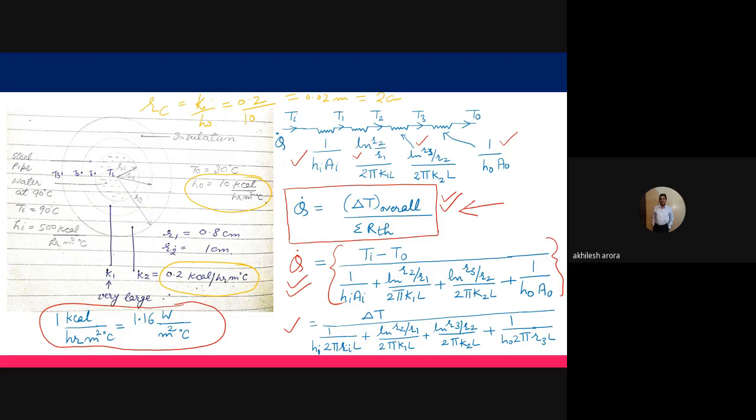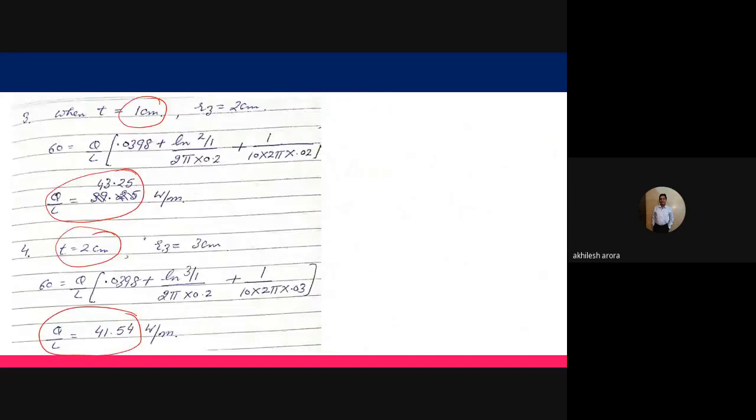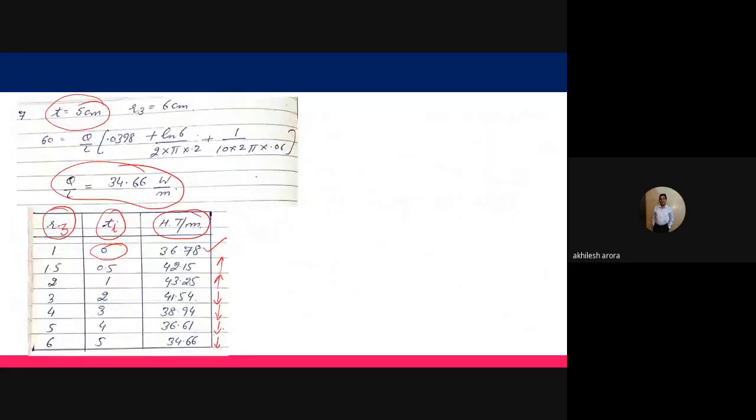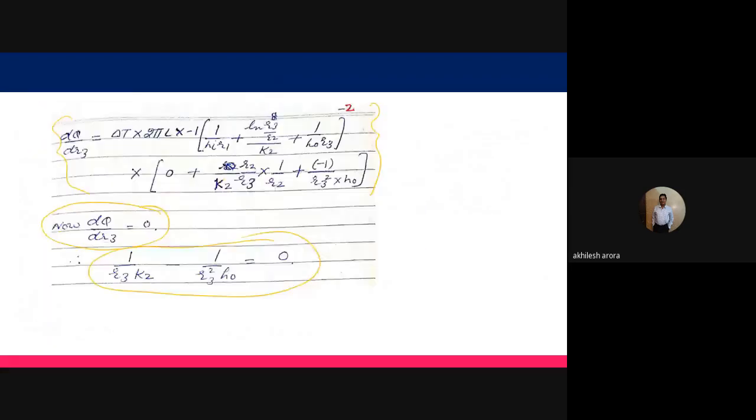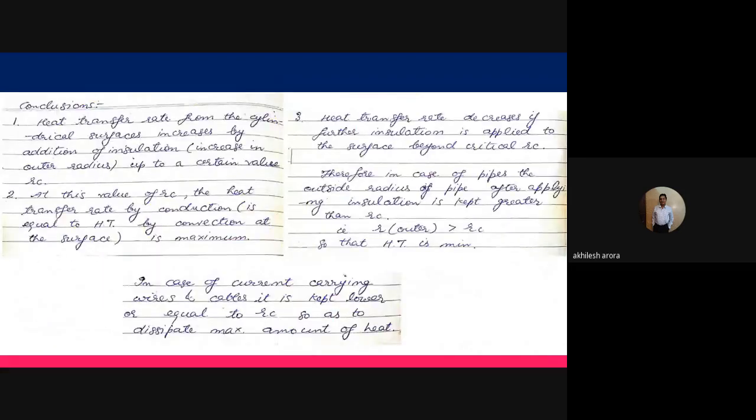So we can see this particular graph here. You can see that at a radius of 2 centimeter, the heat loss is maximum. That means our analysis is correct. This is the insulation radius at 2 centimeter, and here the value is coming out to be maximum. So what is the importance of it actually? Let us try to understand that.